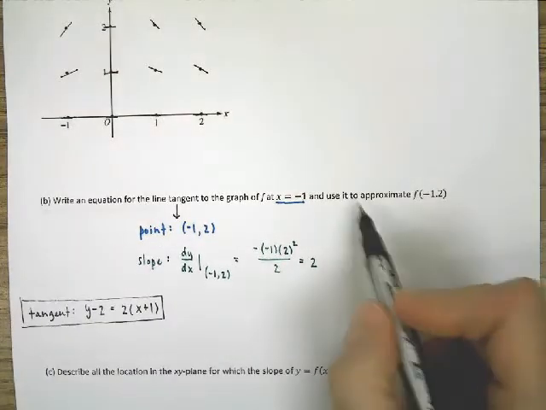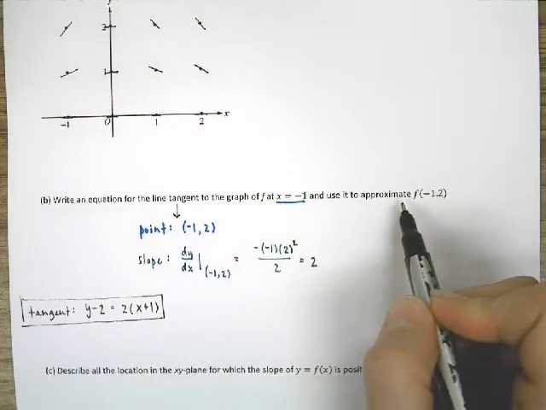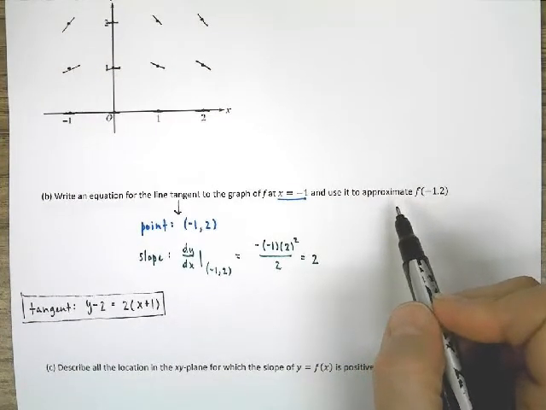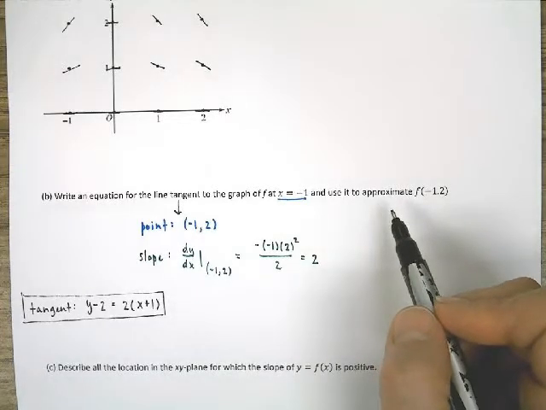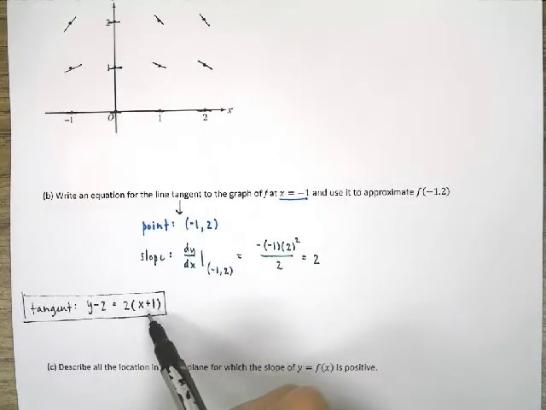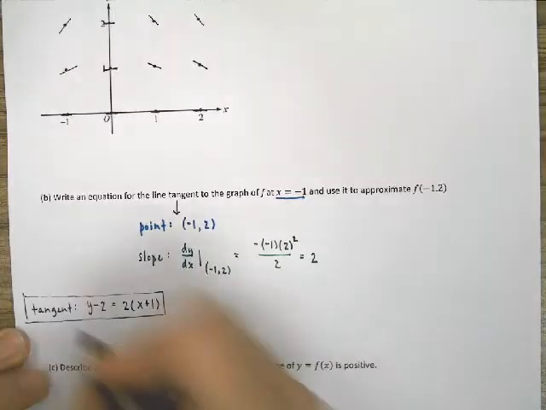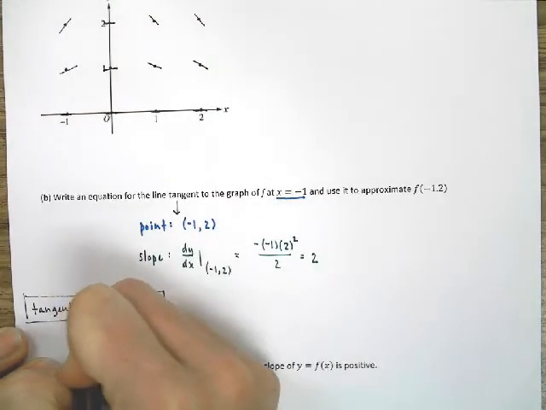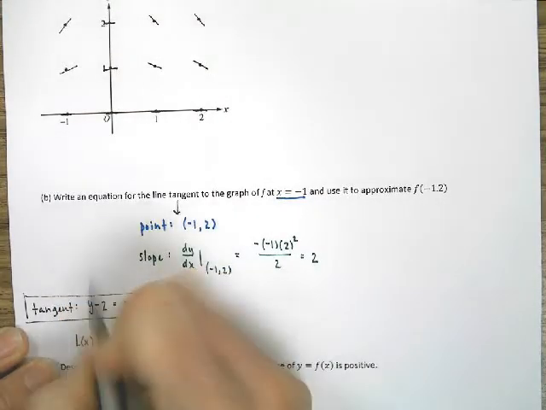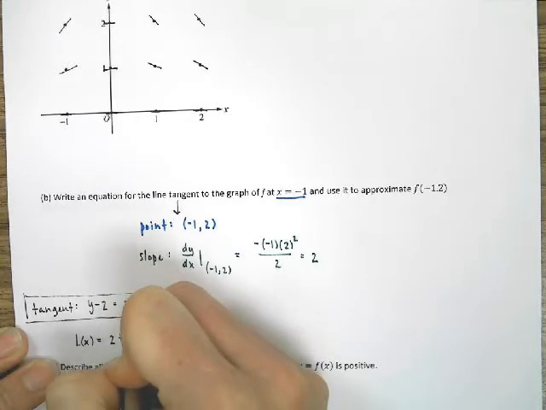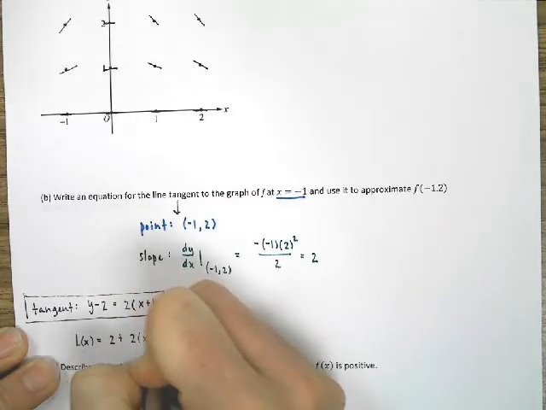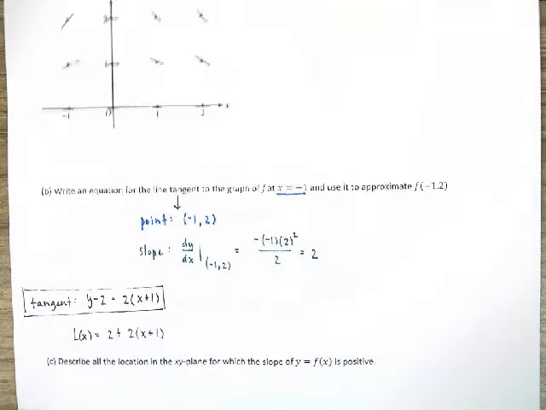Now, the second part is they want us to use our tangent line to approximate f of negative 1.2. So this is where we need to think back to when we did our linear approximations, right? We used this tangent line to approximate the value on the actual curve. So if you remember that, we called that L of x, and we just isolated y here. We said that was equal to 2 plus 2 times x plus 1.